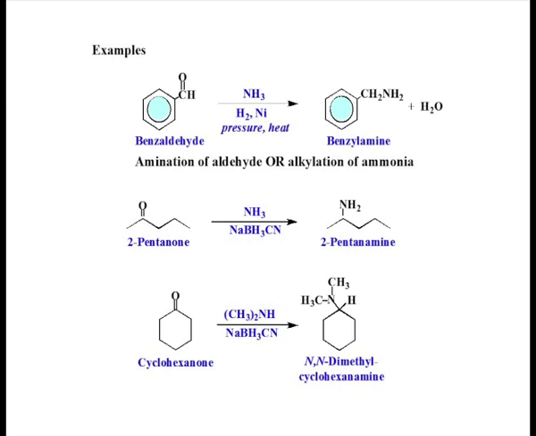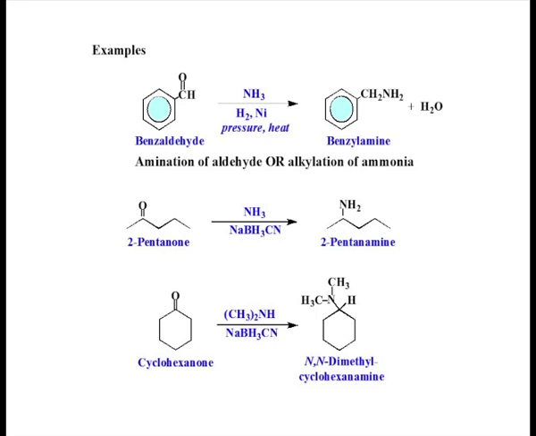The actual example: say benzaldehyde is the starting material, instead of an arbitrary aldehyde or ketone, treated with ammonia, with hydrogen and nickel under pressure and heat. What will be the product? Now, you can write straight away following this mechanism: NH3, the lone pair on nitrogen attacks here, the C double bond O is getting polarized to O minus, and then this proton is picked up by that O minus to make OH, then elimination takes place, followed by reduction of the double bond.